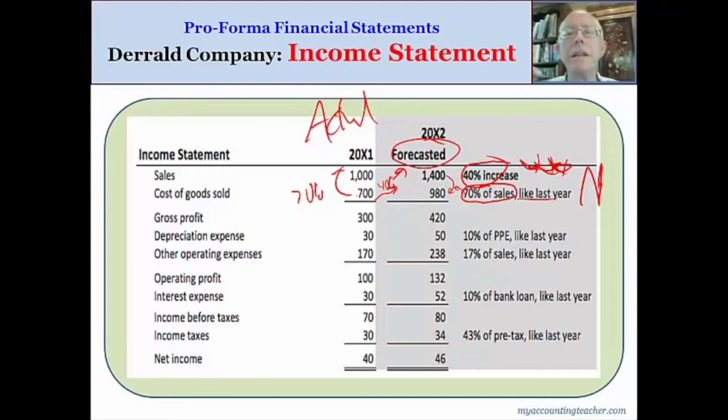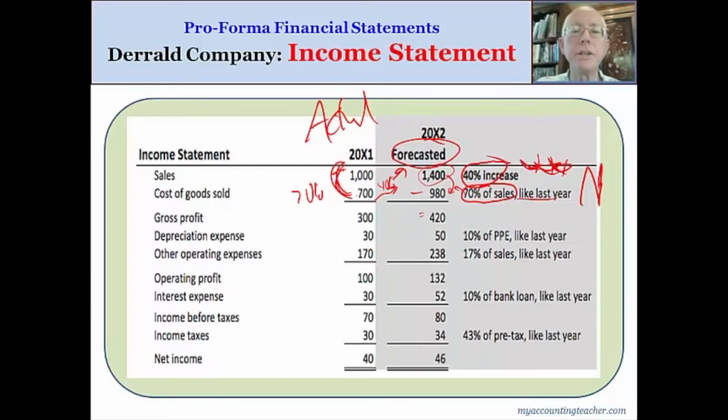To me, the easiest way is to say, hey, the relationship between cost of goods sold and sales is going to remain constant, 70%. So if my sales go up to 1,400, my cost of goods sold is still going to be 70% of that. It's going to go up to 980. Now I do the arithmetic, 1,400 minus 980. My forecasted gross profit, 420. Beautiful. So far, so good.